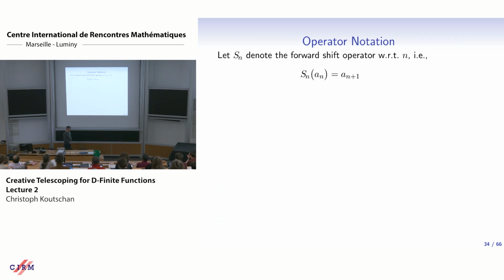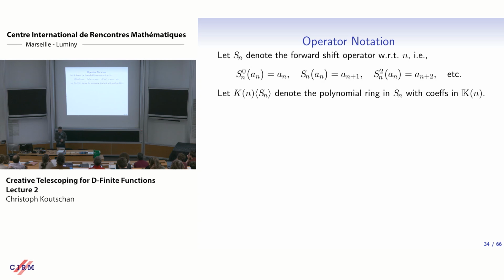Okay, and as for D-finite functions, we introduce operator notation for p-recursive sequences. So I denote by Sn the forward shift operator. So Sn applied to An is An plus 1. And if I do this twice, I get An plus 2. This is very much the same as for the differential operators.